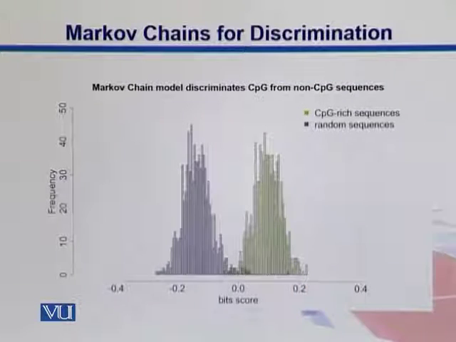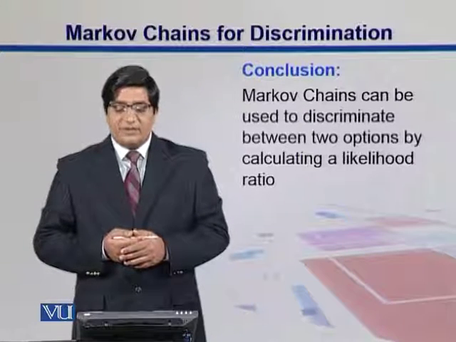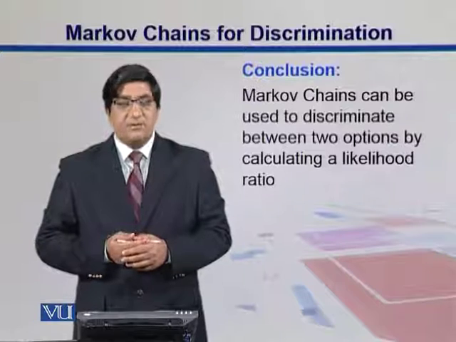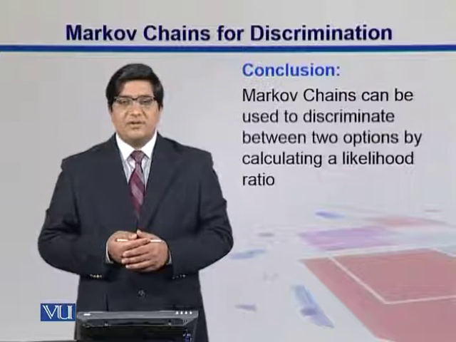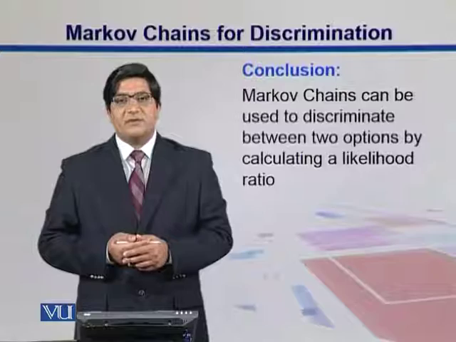In this plot, we see that we have some CpG-rich sequences and some random sequences. When we compare them, the bit scores are higher for the CpG-rich regions, and the bit scores are lower, our negative numbers, where we have the random sequences. So we hope that this technique works. Markov chains can be used to discriminate between two options, and we can calculate their likelihood ratio and compare them.